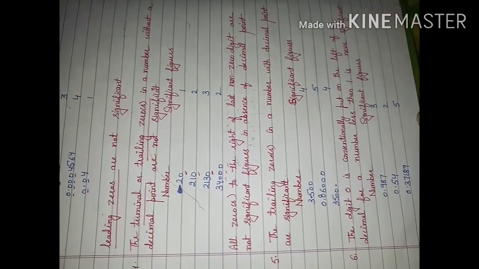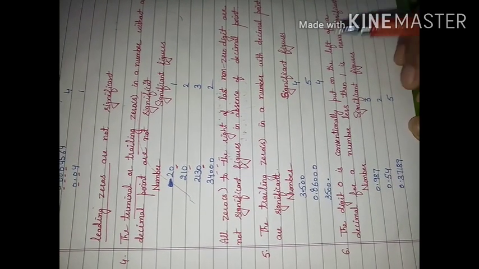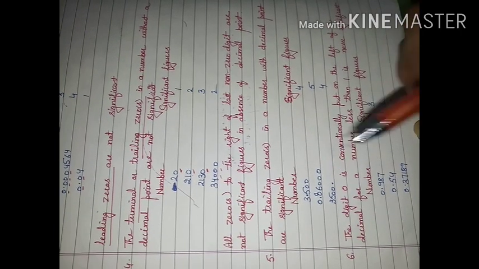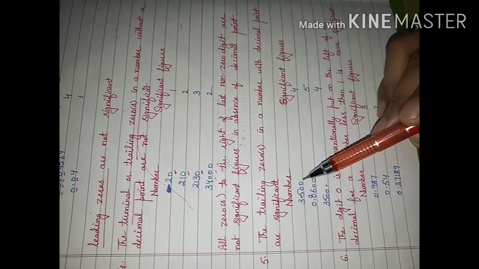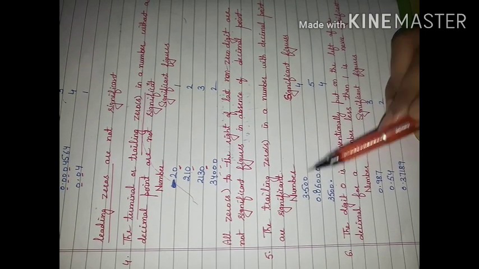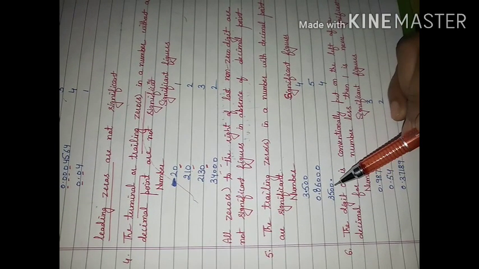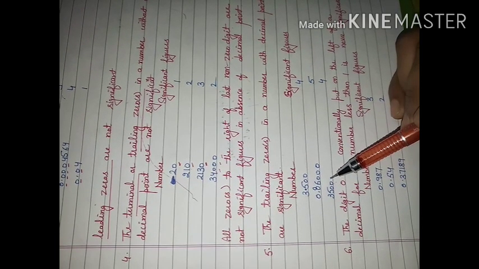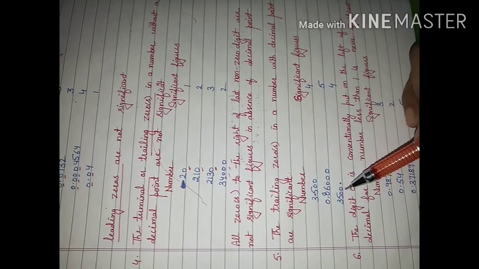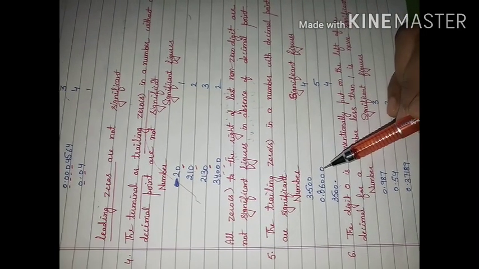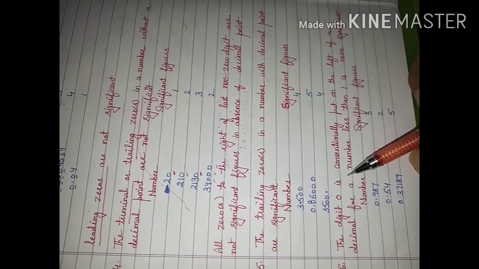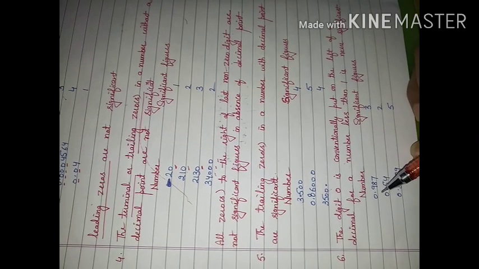Now if a decimal point is present, then what? If a decimal point is present, then zeros will become significant. For example, this number 3.500. Here the significant figures will be 4. If at the end you have a decimal, these zeros will become significant. So here we have 4 significant figures. Here 1, 2, 3, 4, 5. It will become 5.